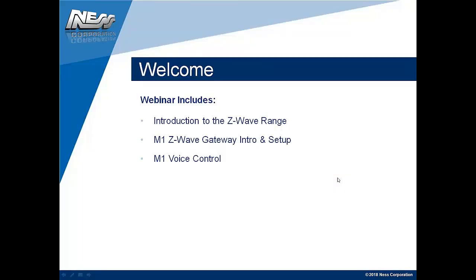We're going to do this in a couple of stages. We'll have a very brief introduction to the Z-Wave range. Then we'll go through the Z-Wave gateway, the introduction of it and how to program it to set it up. At that stage we'll stop and ask any questions that you may have on the Z-Wave part of things, and then we'll go on to the automation bridge, which is the voice control for using the Google Home, Alexa, etc. to control the M1. And then we'll answer more questions at the end.